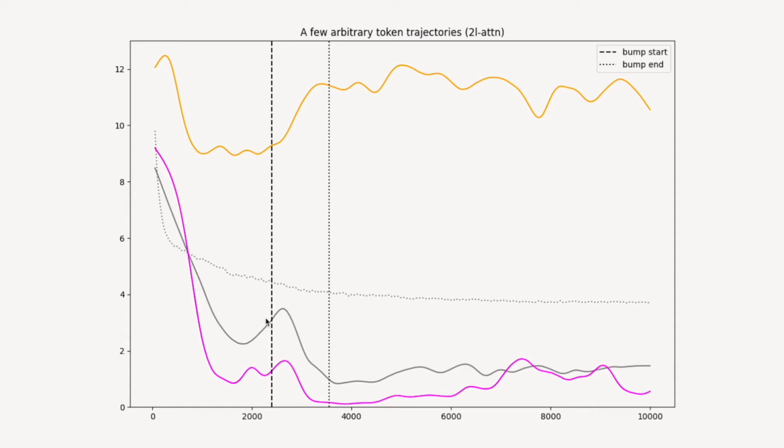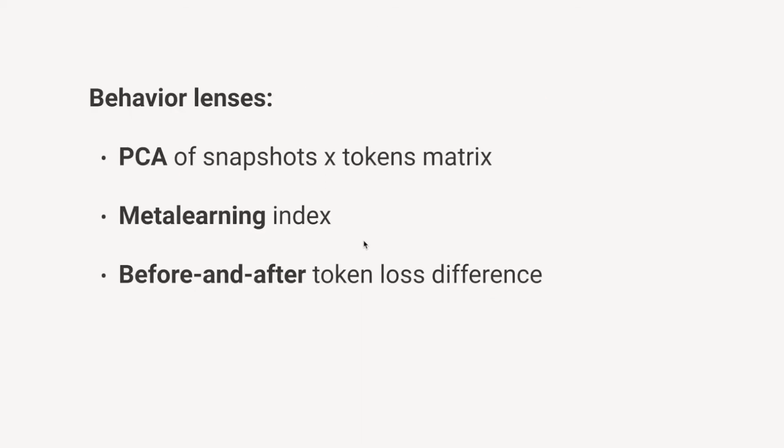Another interesting thing is that before the bump starts, there was some kind of flattening out or plateauing, maybe even a little worsening, before this bump-related improvement kicked in. So what I'd like you to take away from this is that individual token trajectories contain a lot of information that can help us understand what particularly is going on at the time of the bump. I'll analyze these individual token trajectories with 3 different ways of summarizing them.